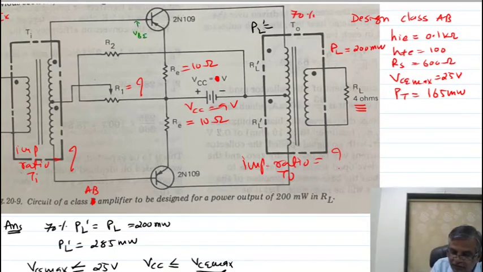This VB you should get nothing but 0.5. The second numerical we have done. Now let us do one more numerical.